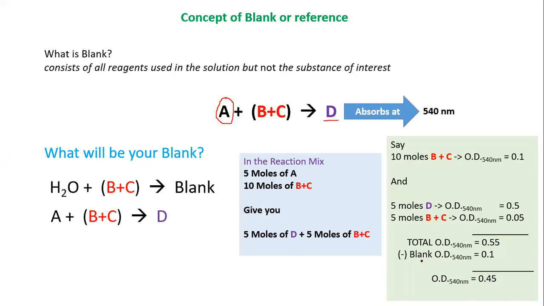But what's the problem? Are you sensing the problem here? What is the problem? The quantity taken in the blank is more. Different, right? While when the reaction happens, some amount of B plus C is going to get consumed in the reaction, right? And can you control that?